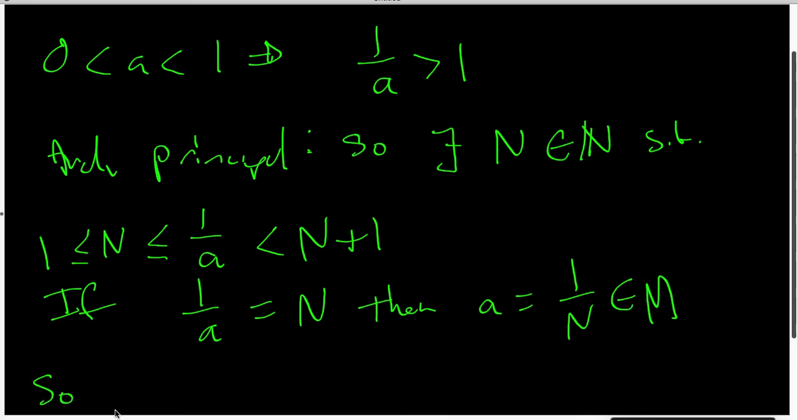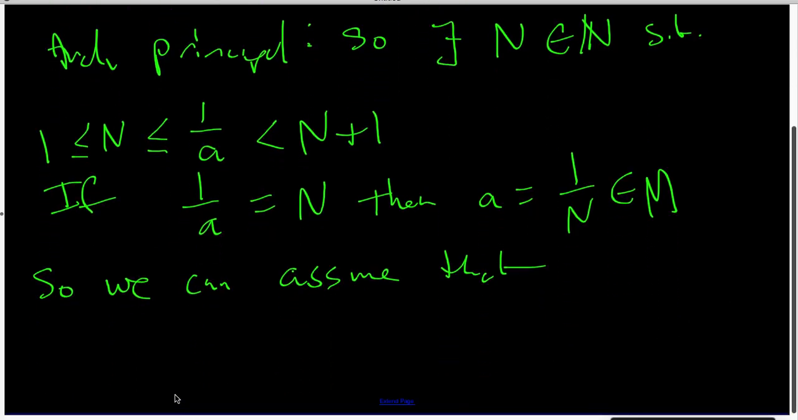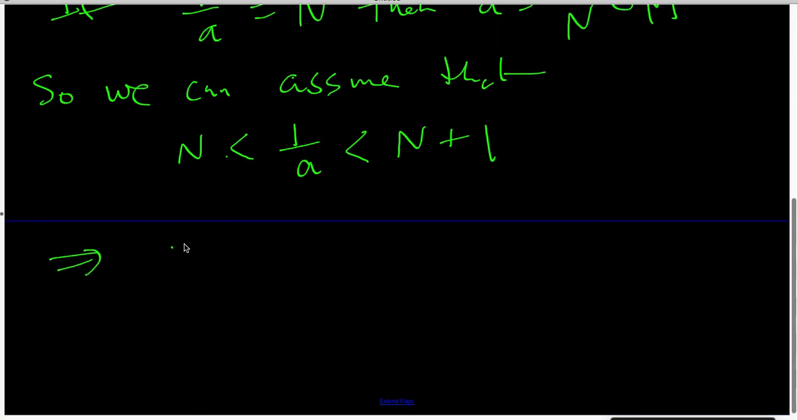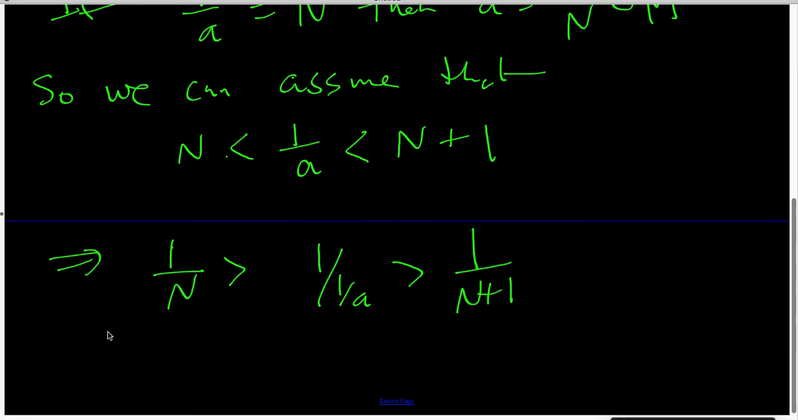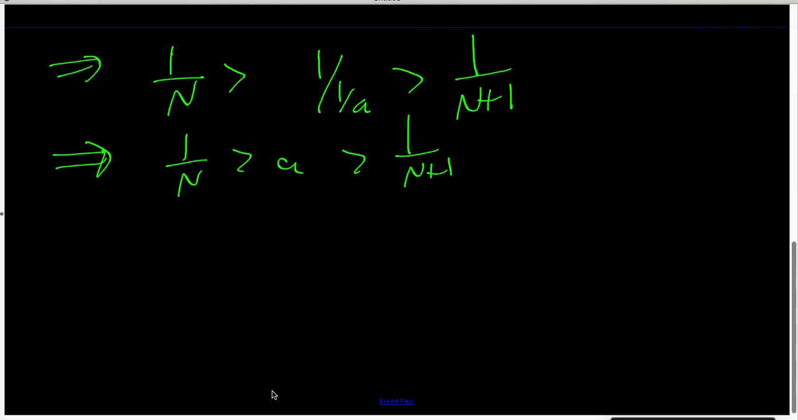So that means we can safely assume that we have this particular inequality. N is less than 1 over A, and 1 over A is less than N plus 1. Well, that's going to imply that 1 over N is bigger than 1 over 1 over A, which is bigger than 1 over N plus 1. And that will imply that 1 over N is bigger than A is bigger than 1 over N plus 1. And I can draw a picture of that.